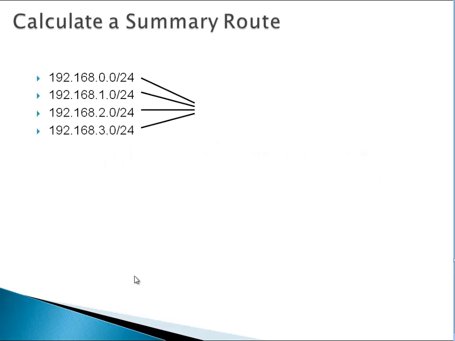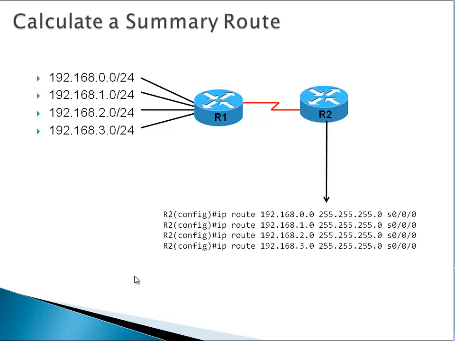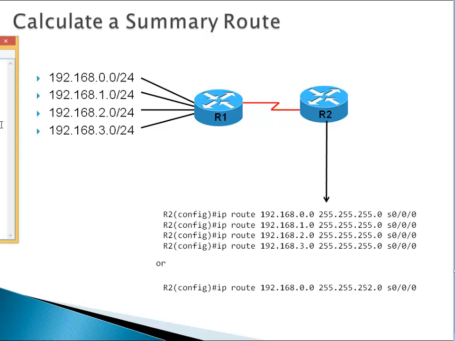For example, say that we have these 4 networks: 192.168.0.0/24, 192.168.1.0/24, 2.0/24, and 3.0/24. We can send them to the neighbor one by one, or the neighbor can create a static route for each network, saying IP route this network, add this interface, and so on. Or the neighbor can just say one route, IP route 192.168.0.0, with this mask, send it out this interface. This will create the same summary route. Okay, so now we're going to learn how to create these summary routes.